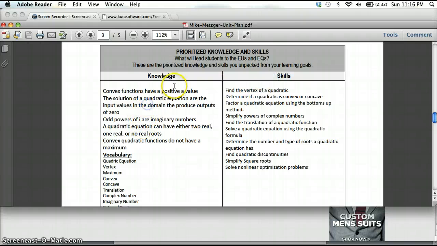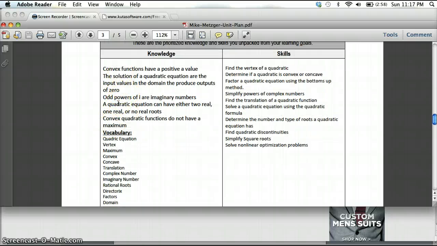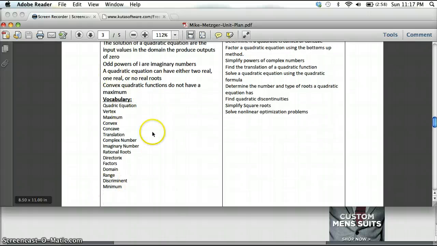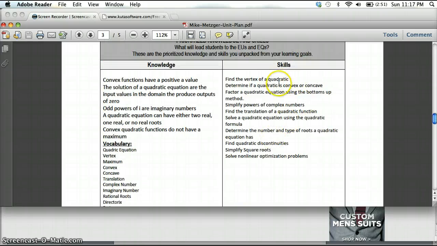So again, I'm just going to read off a few of the knowledges. The knowledge that students have to understand to do the quadratic equation are: they need to understand that convex functions have a positive a value. They need to understand that the solutions of a quadratic equation are the input values in the domain that produce outputs of 0. So basically he's writing what is the knowledge that students have to understand to fully master the quadratic equation. He also put what is the vocabulary that students are going to need to know within this unit. And then he broke apart what are the skills that students have to master to do the quadratic equation.